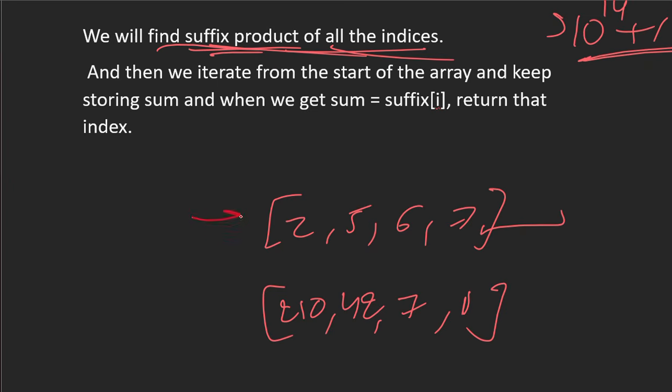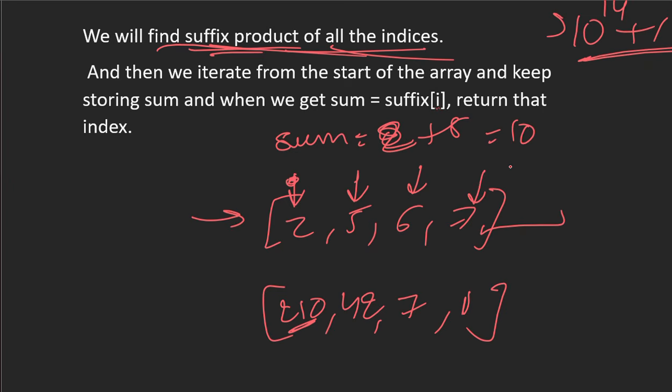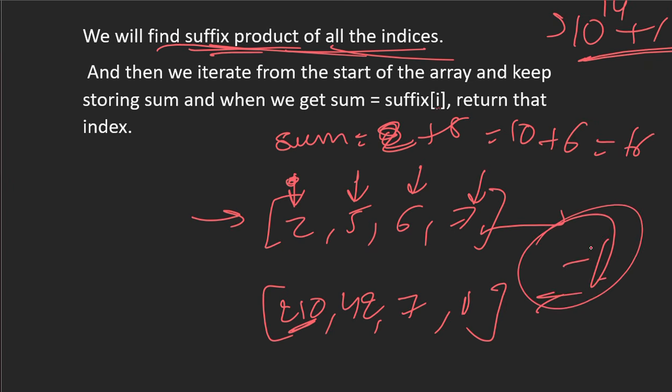And then we will iterate over this array, right? And we will make a sum variable as 0. So at this index sum is 0, product is 210, both are not equal. So we will move to the next index and update the sum. Now sum is 2, product is 42, not equal. Then sum will become 2 plus 5, and then we go to this. So sum is 7, product is 7. Not equal. Then we move to the last, we update sum, it will become 16. So now sum is 16 and product is 1, not equal. So we will return -1. That is, there is not any single index which is balanced, right?